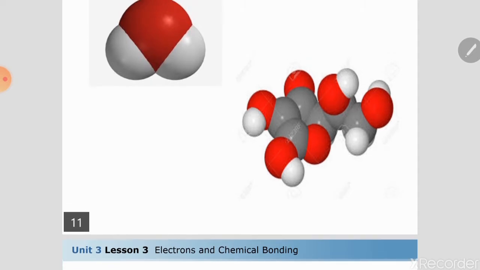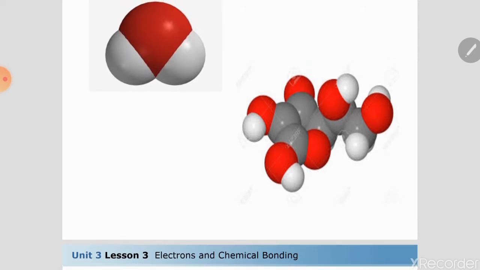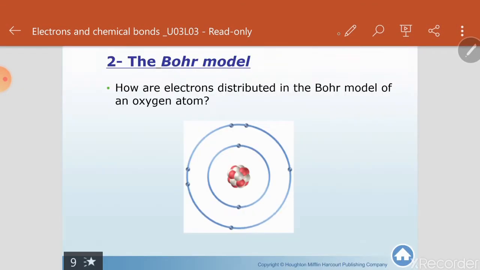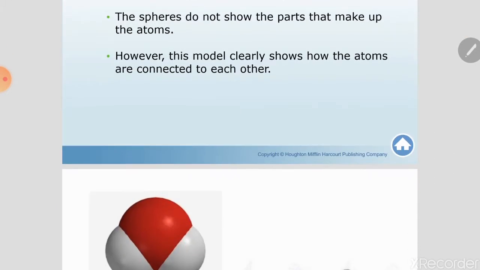Very important. Please study them. If I asked you what are the three models, this will be the answer. You will say the electron cloud model, Bohr model, and the space filling model. You have to be able to recognize every one also from the pictures, to describe every one, to say the advantages and disadvantages. For every one there is one advantage, one disadvantage, like this.